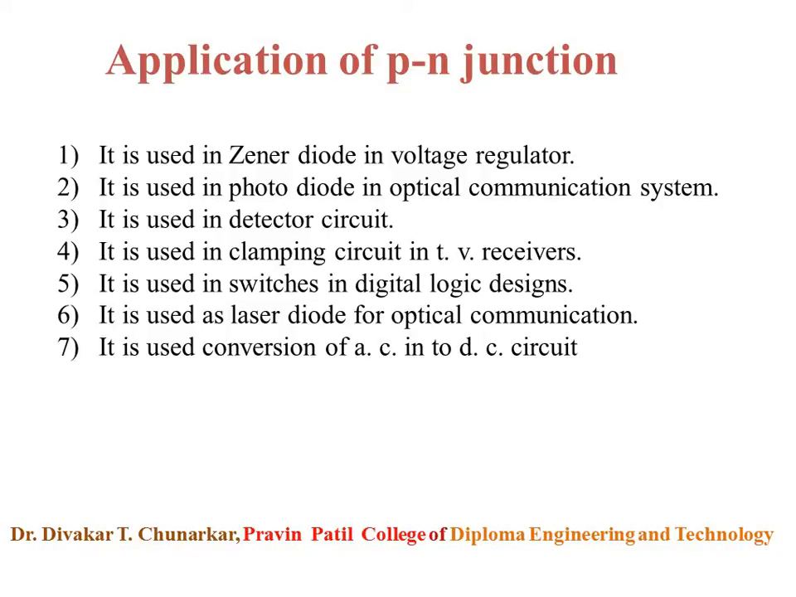The PN junction diode is used in the clamping circuit in TV receiver. It is used in the detector circuit. It is used as a photodiode in optical communication system. It is also used as a Zener diode in voltage regulator. So this is the application of PN junction diode.